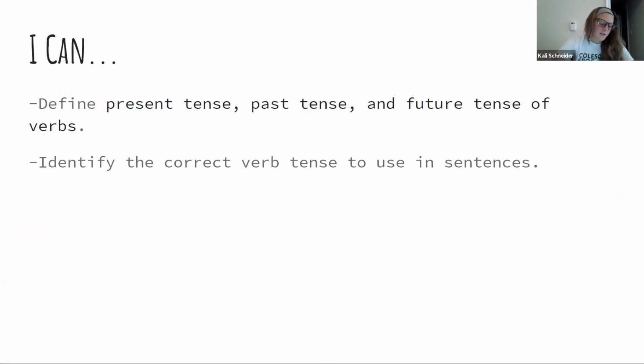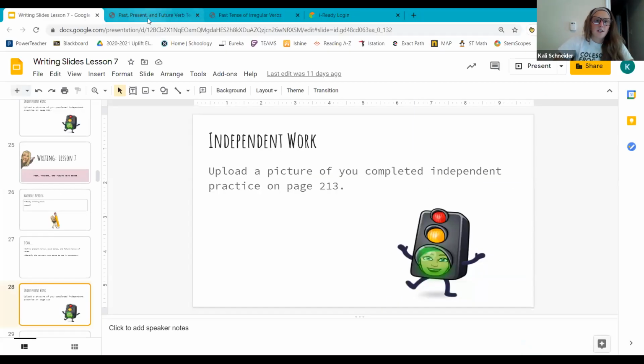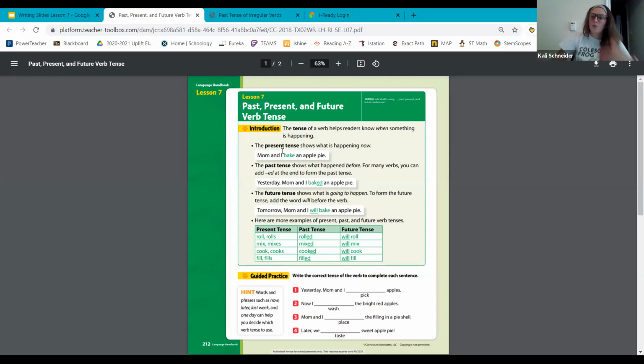Let's go ahead and look at our definitions. Our objectives are, I can define present tense, past tense, and future tense verbs, and I can identify the correct verb tense to use in sentences. So we're going to be looking at sentences to figure out if it's happening in the past, the present, or the future to put in the correct verbs. So let's go ahead and take a look. We're going to be on page number 212. Page 212.